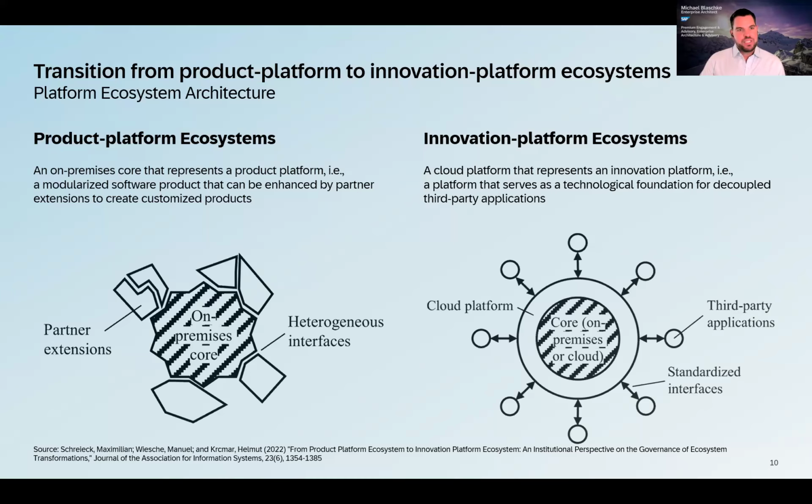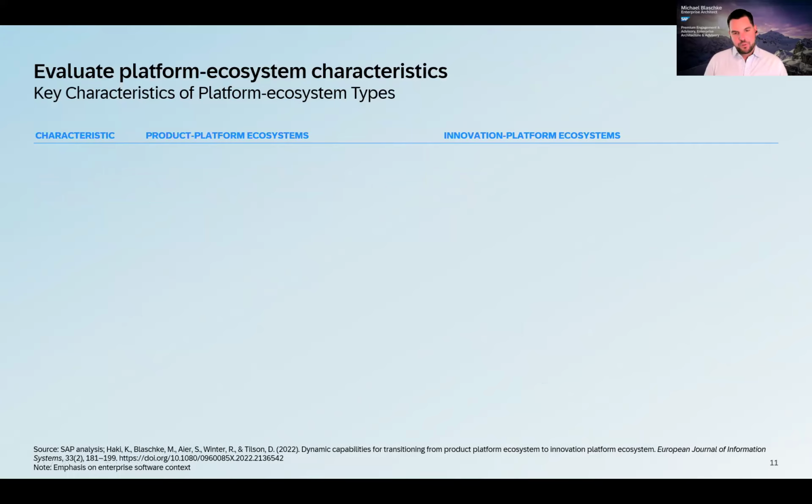So IPE here refers to a cloud platform that represents an innovation platform, that is a platform that serves as a technological foundation for decoupled third-party applications. And to move away from this more schematic overview and depiction of at least how research envisions these two types of ecosystems, let's now dive deeper into the actual key characteristics of the two types of platform ecosystem. Each characteristic presented now reveals how IPEs fundamentally transform business operations, in distinction to product platform ecosystems.